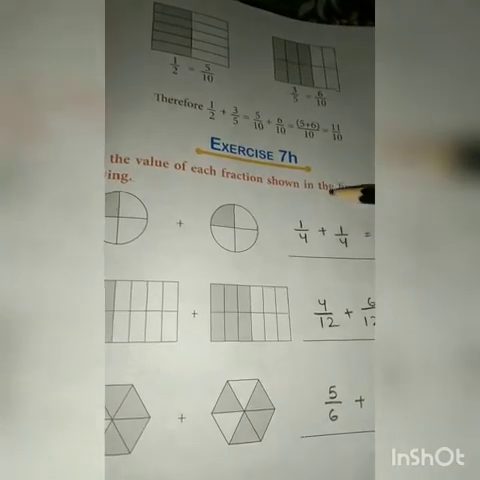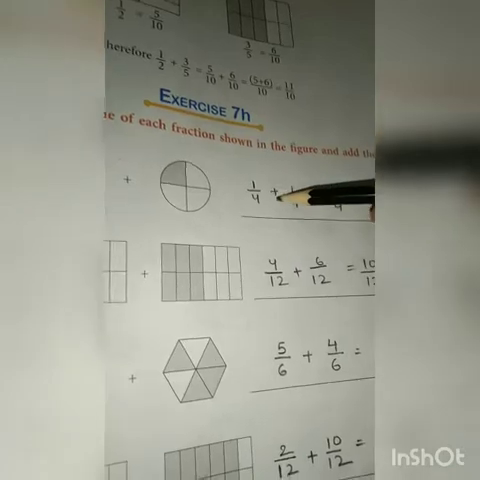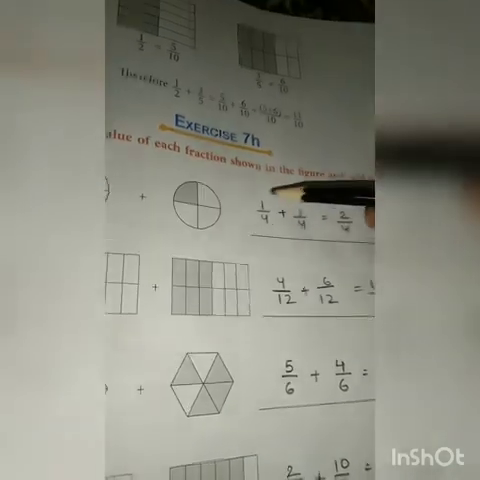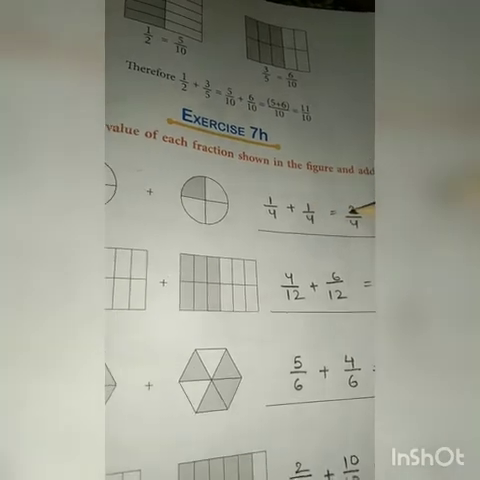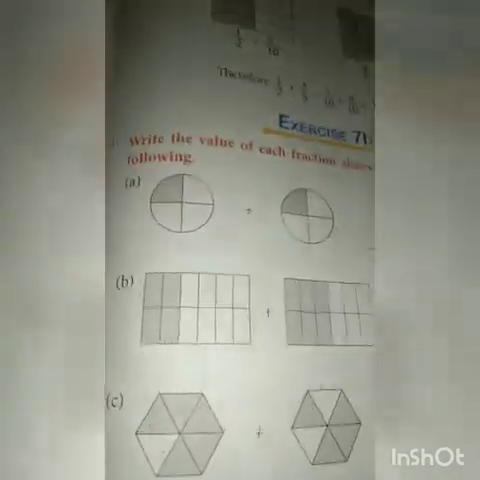So here 1 upon 4 plus 1 upon 4. 4 and 4 are the same. We will write 4 as the denominator here, and 1 plus 1 will be 2. So 2 upon 4 is the answer.